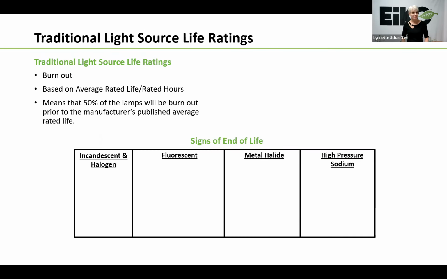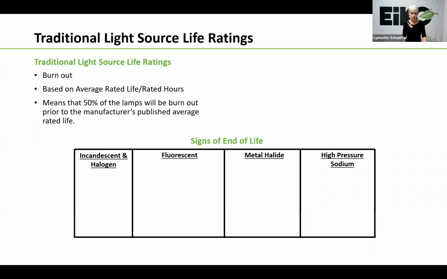As a matter of fact, speaking of life ratings and how long they last, life ratings are different from one traditional light source to another. Now, traditional light sources will burn out. They will burn out, okay? Unlike LEDs. Now, the life ratings for a traditional light source are based on average rated life or rated hours, which means 50% of the lamps will burn out prior to the manufacturer's published average rated life. So there are different characteristics of end of life in different light sources. If you ever need to know what the average rated life is of traditional light sources, just go to the spec sheet. It'll say 1,000 hours. And of course, if it says 1,000, then you know at 1,000 hours, 50% of those lamps will be burned out.